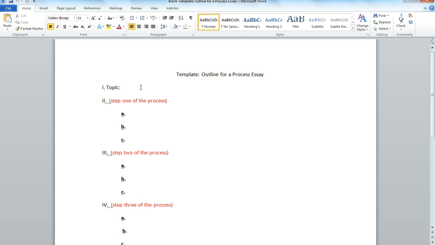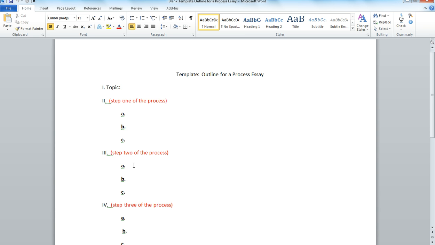Roman numeral 1 represents your introductory paragraph where you discuss your topic. Roman numeral 2 represents body paragraph 1 where you discuss step 1 of your process. Roman numeral 3 represents your second body paragraph where you discuss the second step of your process.